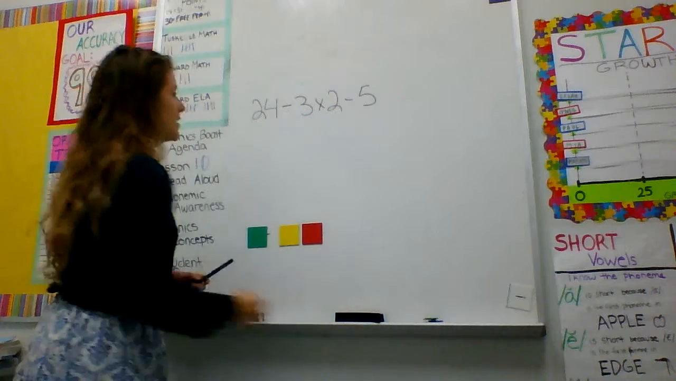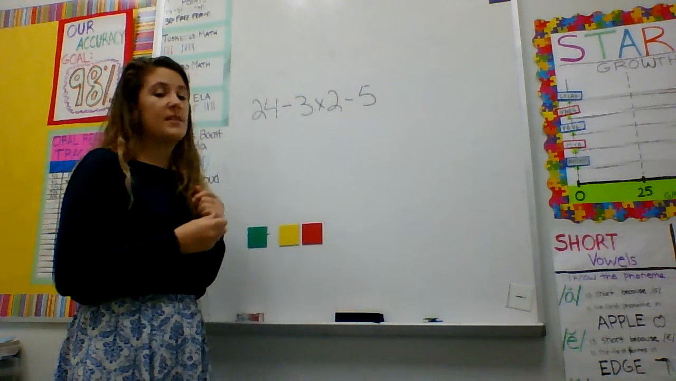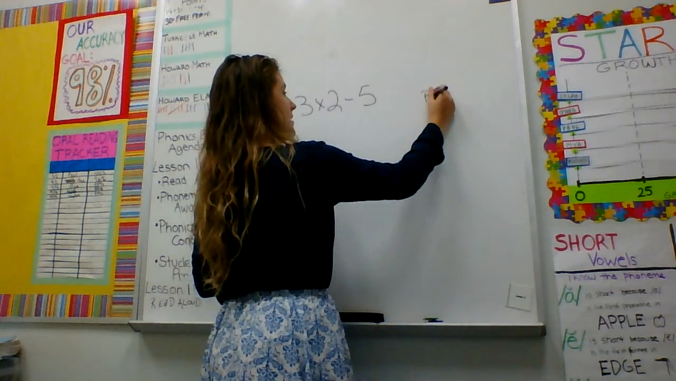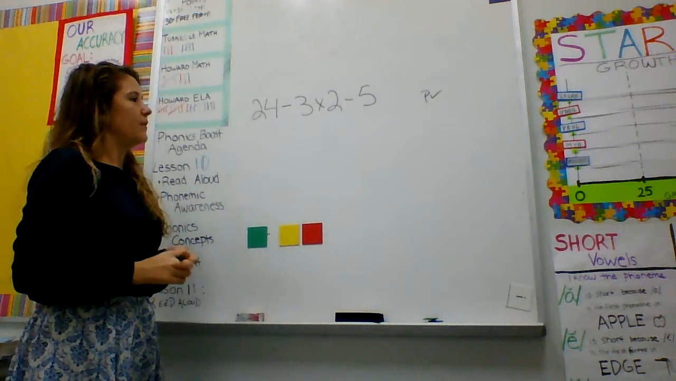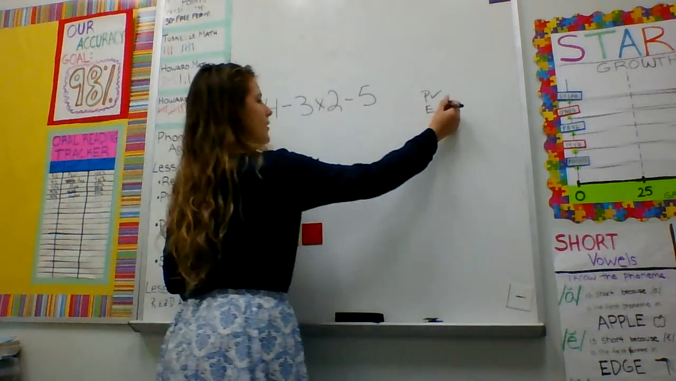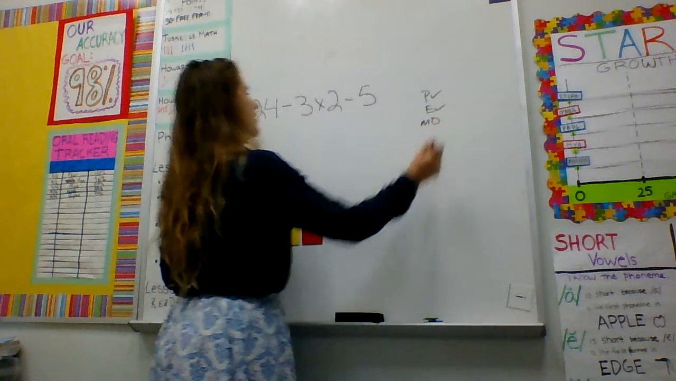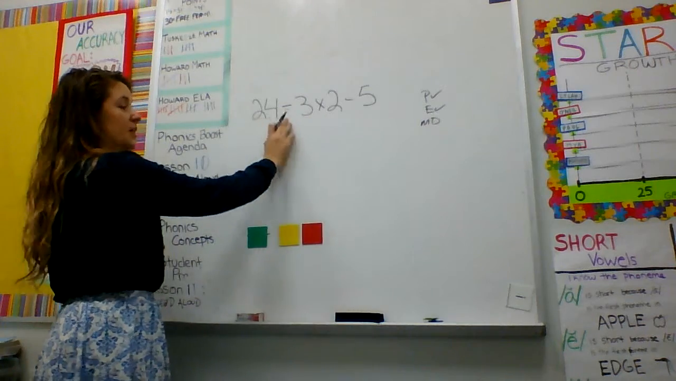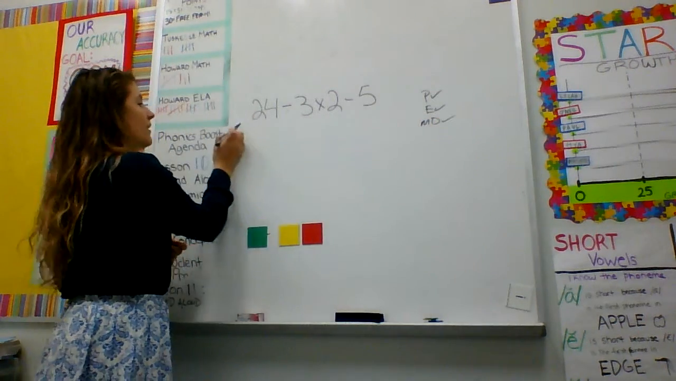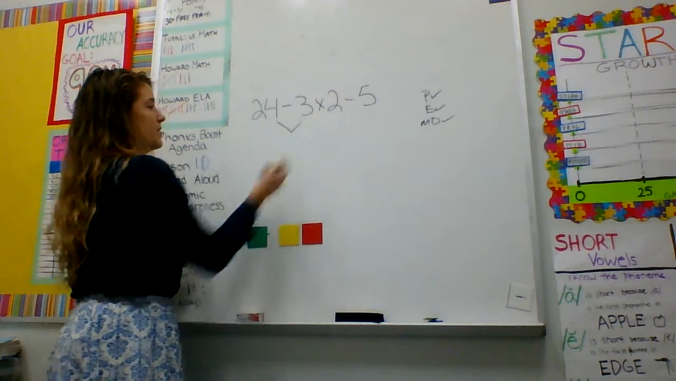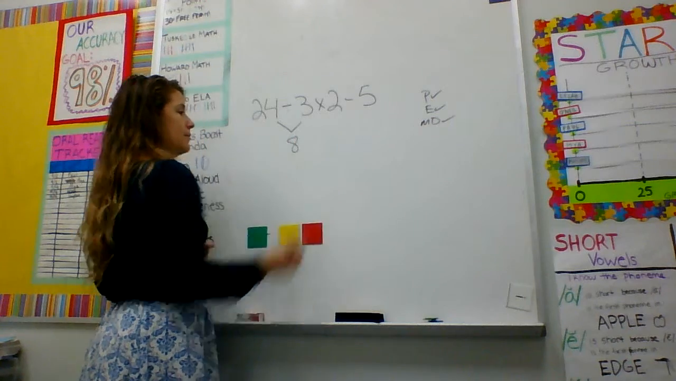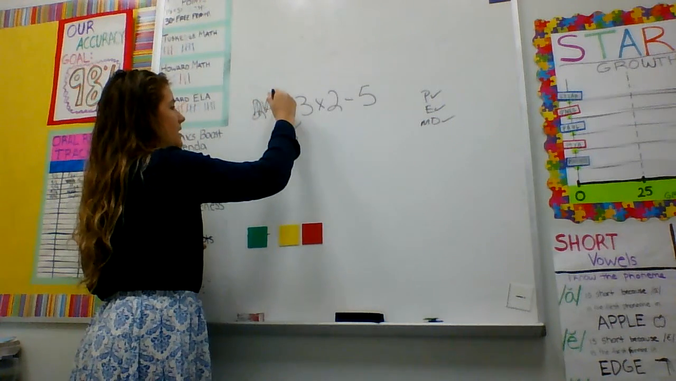Our first problem is 24 divided by 3 times 2 minus 5. I'm going to go through my order of operations. Parentheses: I don't see any parentheses. Exponents come next. I don't see exponents. Multiplication and division: I see both, so I'm going to move from left to right. Moving left, I see division first, so that's the first thing I'm going to do. 24 divided by 3 is 8. And I'm going to scribble this out because I've already used it.